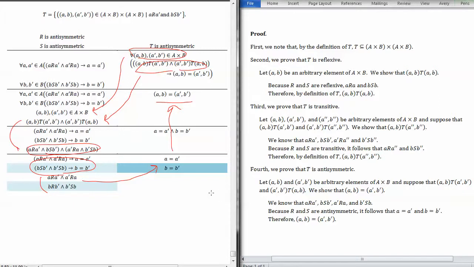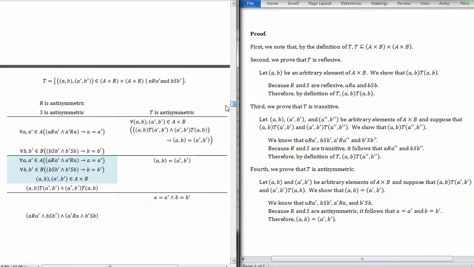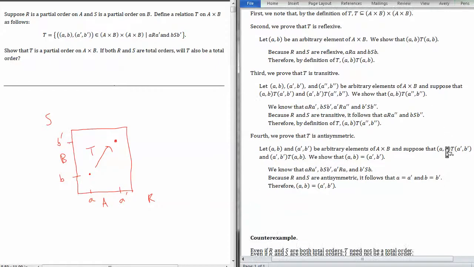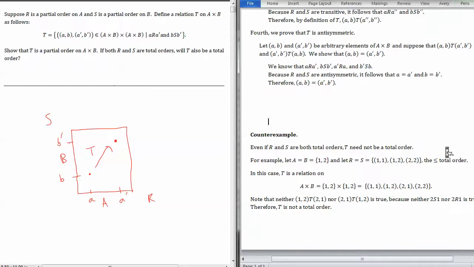We still had the other question, which maybe I should go all the way back up so we can see it. Beginning. It said if R and S are total orders, will T also have to be a total order? And it turns out that's not the case. Okay. And one way of saying that, in terms of the picture I drew here, would be if you have 2 points, you don't always have one that's both above and to the right of the other point, right?